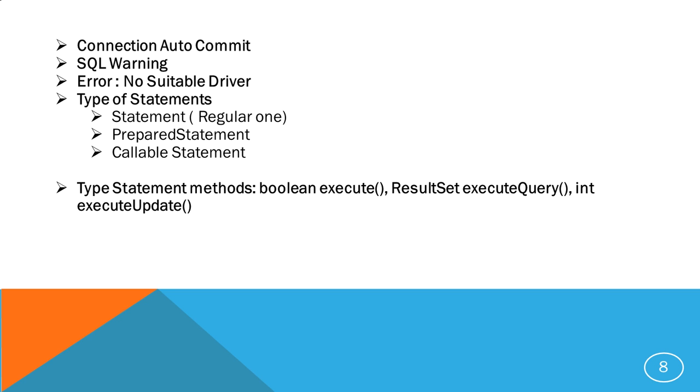ExecuteUpdate is required when you are trying to do some DDL operation, right? You want to create a table, or drop a table, or you want to do some DML operation like updating data, deleting data, or inserting data into the table. Those kinds of SQL statement execution you can do through executeUpdate, and it will return an int. It returns how many rows are impacted or affected by the executeUpdate method.